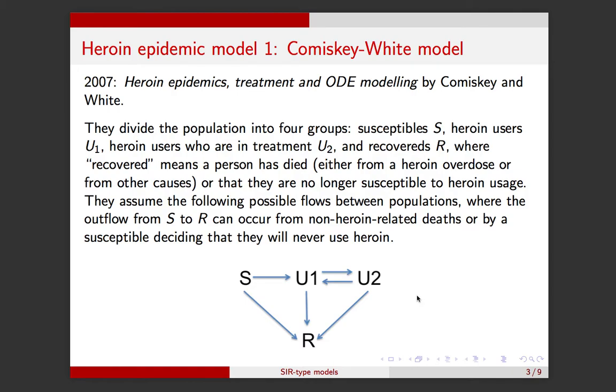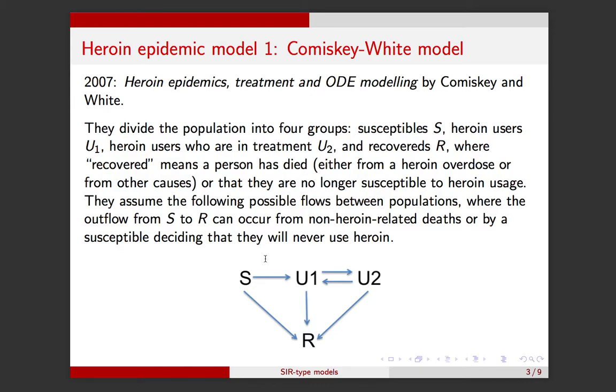So they have 4 groups. Susceptibles, these are people who have not used the drug but might use the drug. Heroin users who are not in treatment, that's group U1. Heroin users who are currently undergoing treatment, that's U2. And recovereds, where being recovered in this case means that either you have died, which was the case in the classical SIR models, or you are no longer susceptible to heroin usage. And these are the various flows.